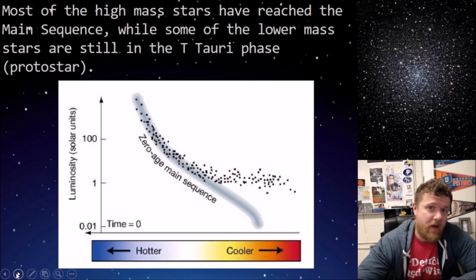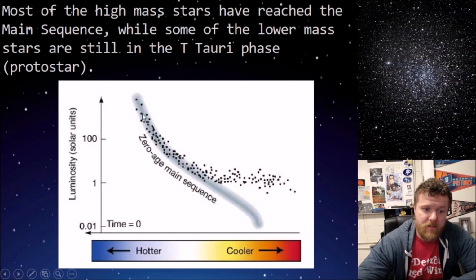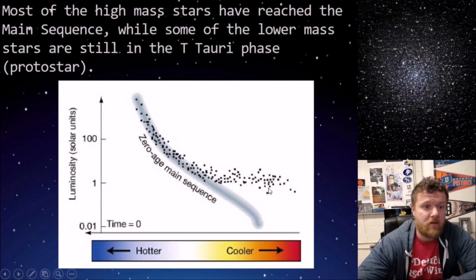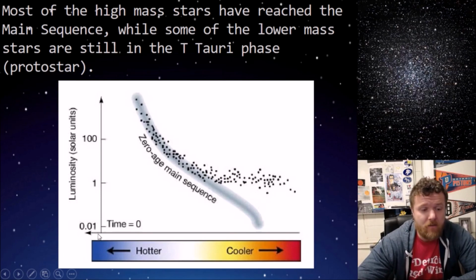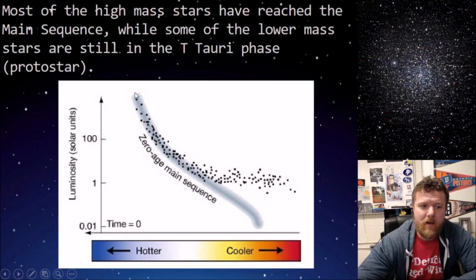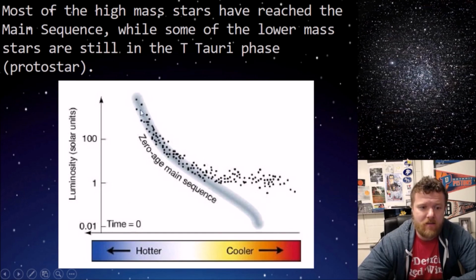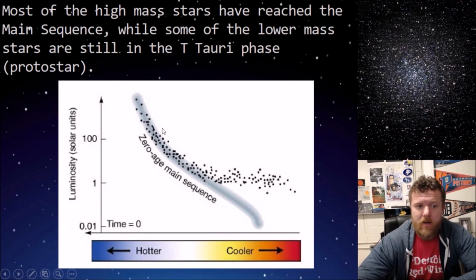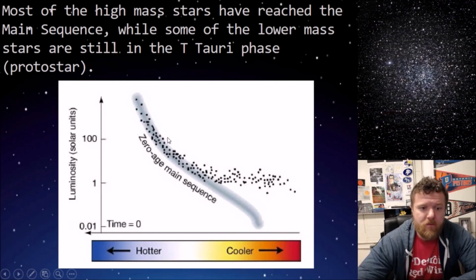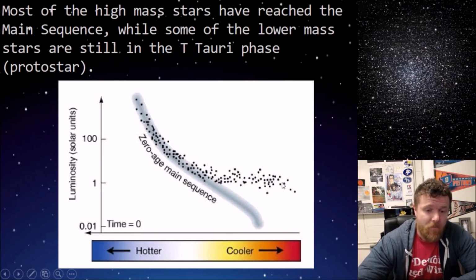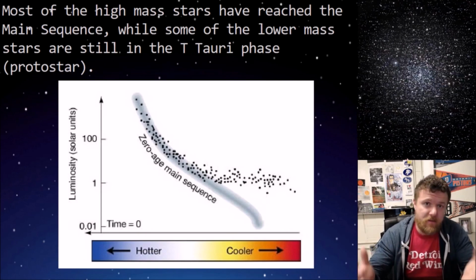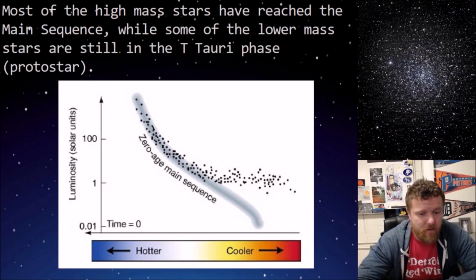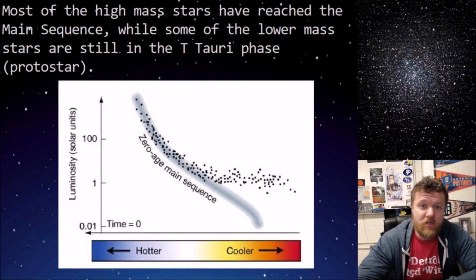Let's take a look at the HR diagram of a globular cluster, of all the stars in a specific globular cluster as time goes on. We're going to start at time equals 0, and the biggest of the big stars, the O-class stars, all the way down to about the G-class stars, are already on the main sequence doing hydrogen fusion. Some of the lower mass stars are still in the T-Tauri phase. They're still gathering in a bunch of material, so they're not on the main sequence just yet.